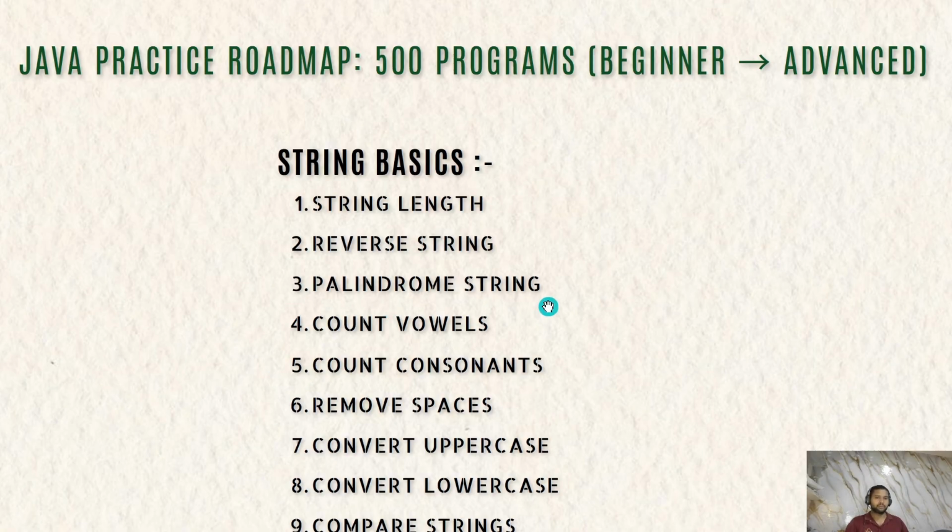Palindrome string. How to check your string is a palindrome or not. So we will use the previous method to check. First, we reverse the string and then check whether the string is a palindrome by comparing the original and reversed string. So let's see. If you already watched my previous video of reverse string, you can easily solve this.